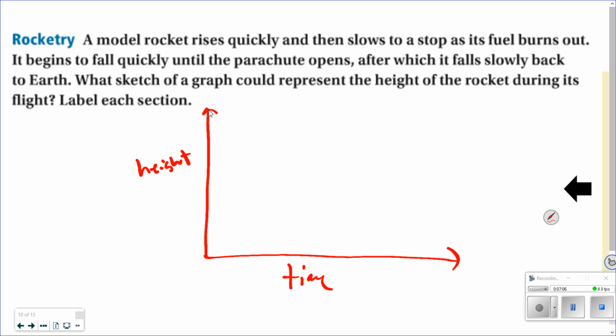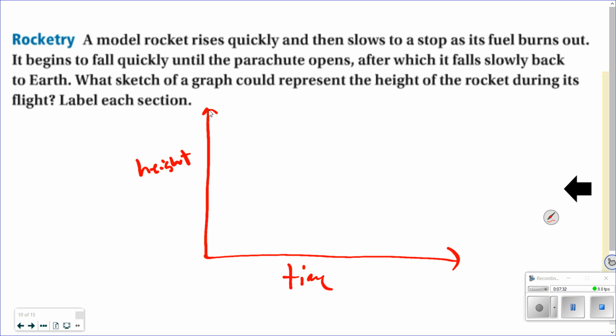So it says that it rises quickly. Then as the fuel starts to burn out, it slows until it finally stops, and then it begins to fall. And it will start falling more and more quickly until a parachute opens. Then it falls kind of slowly back to Earth once the parachute opens. So see if you can come up with a graph that would represent it. Pause the video, draw a quick graph there, then we'll talk about it together.